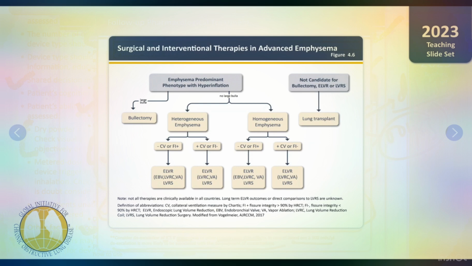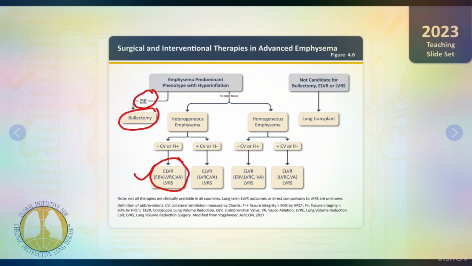So emphysema predominant phenotype with hyperinflation is there. Then if bulla is large, then we should do bullectomy. If bulla is not large, then we should check if it is heterogeneous emphysema or not. If it is, then we should check if collateral ventilation is there or not, and fissure integrity is there or not. If there is no collateral ventilation and fissure integrity is present, then we should do endoscopic lung volume reduction.